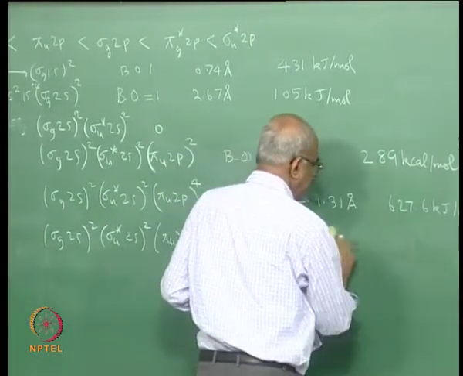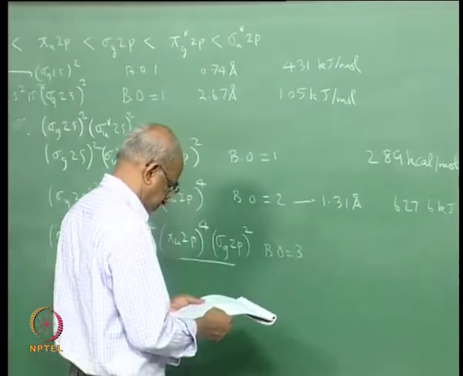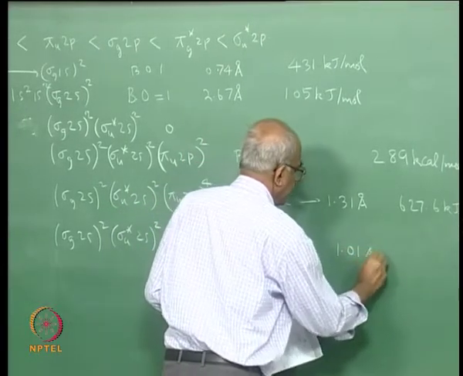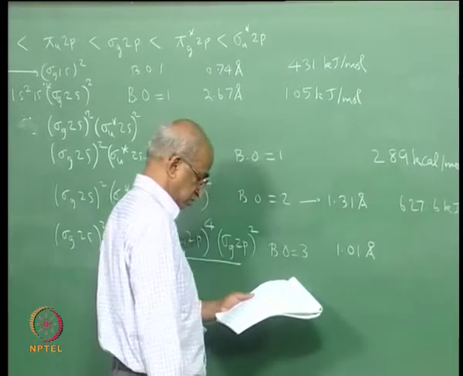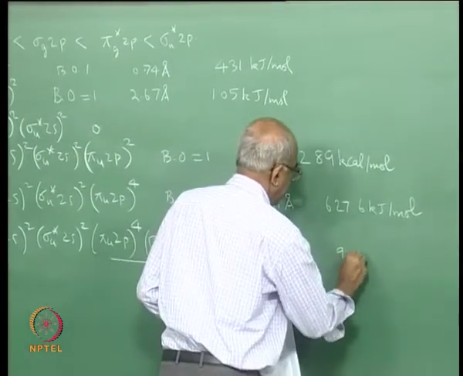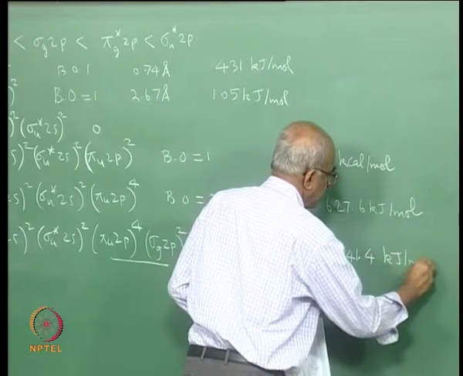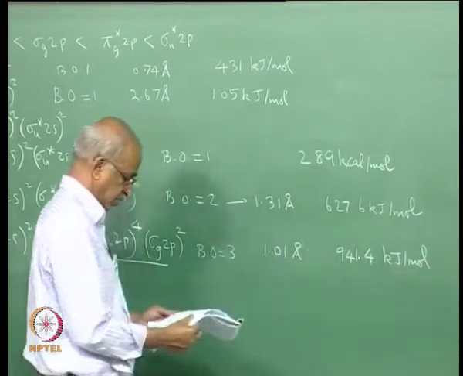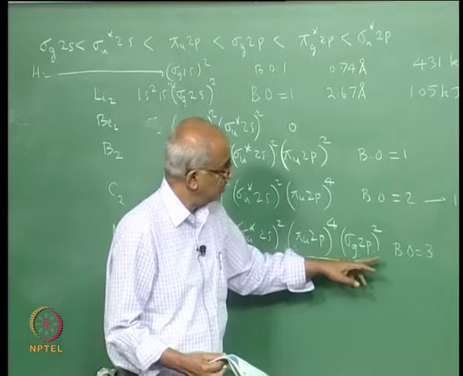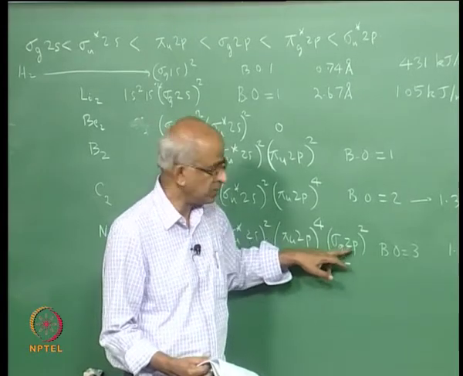which means that there is a triple bond in the case of the nitrogen molecule, and the bond length is short, it is 1.01 angstroms, and the bond energy is 941.4 kilojoules. And notice that the highest occupied molecular orbital is sigma g 2p.